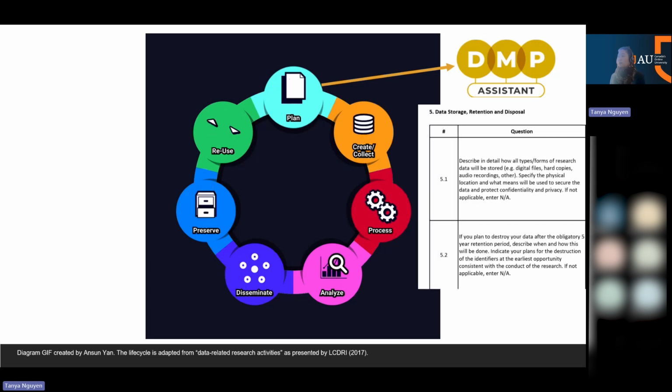And this is a screenshot of AU's Section 5 of the ethics application, which is around how you will store, retain, and dispose of your data. So after the project is completed, you'll need to think about how the data is stored and preserved. And if you want to or are required to share your data, you should plan this from the get-go because it's easier to share and reuse well-documented data from the beginning.